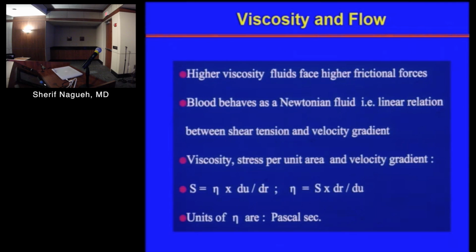We are interested in viscosity, so we can rearrange that expression, and you see that the viscosity is given by tension multiplied by a unit of distance over a unit of velocity. So you rearrange that and take out the dimension term, and you end up with Pascal times second. So this is the unit of viscosity.